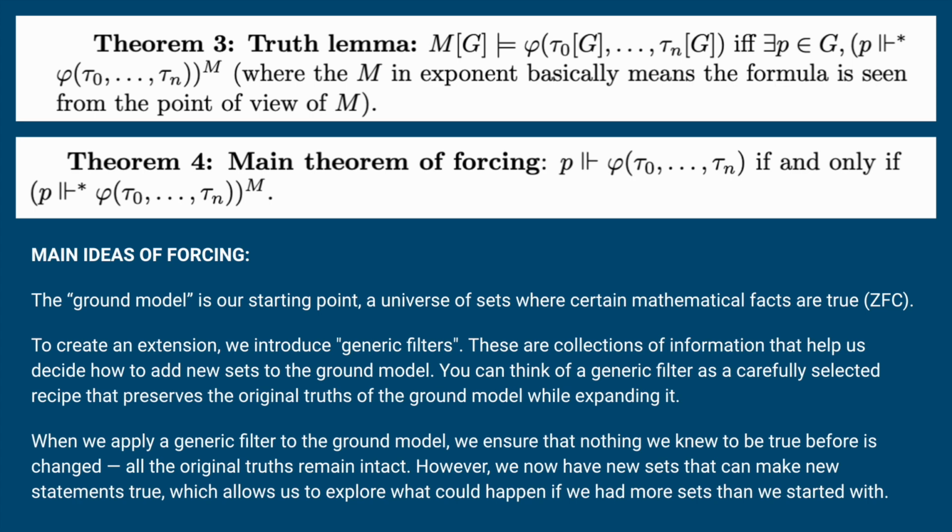And then to create an extension, we introduce these generic filters or ideals. These are collections of information that help us decide how to add new sets to the ground model. You can think of a generic filter as a carefully selected recipe that preserves the original truth in our ground model while expanding it. The nice thing is that when we apply a generic filter to the ground model, we ensure that nothing we knew to be true before is changed, so all the original truths remain intact. However, we now have new sets that we can use to make new statements true. So it gives us more power, basically. It allows us to explore what could happen if we had more sets than we originally started with.